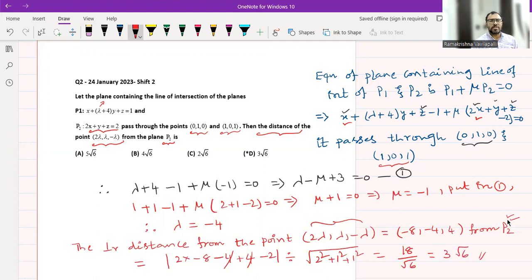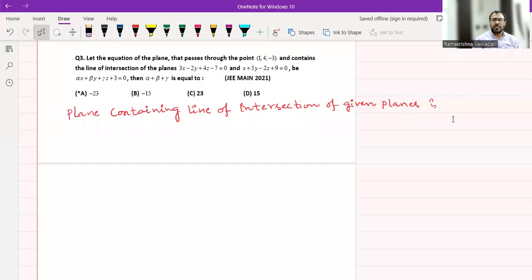So this is a simple question asked in January 2023. Before question also asked in January 2023. So here is another question asked in JEE Main 2021.